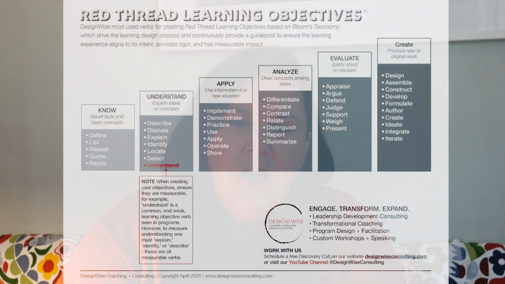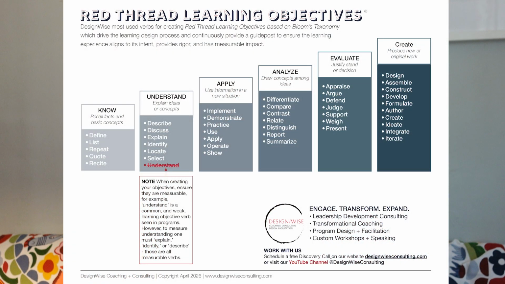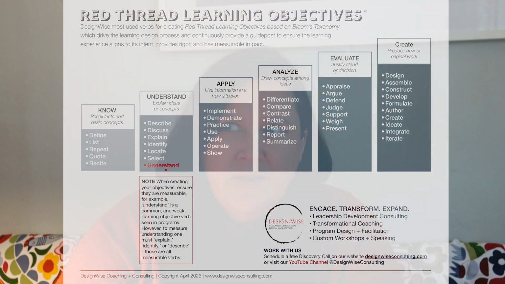To write really impactful learning objectives, we start with the verbs. Now, learning objectives aren't just informed by Bloom's taxonomy. I know a lot of people start with Bloom's taxonomy, and it's a very useful tool, but I have modified them a little bit for non-academic use, because when you're attending college, your job is to learn.